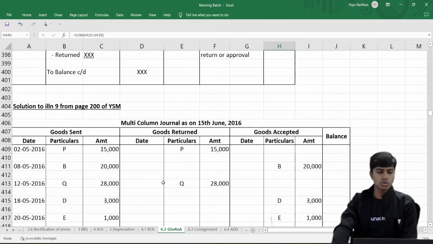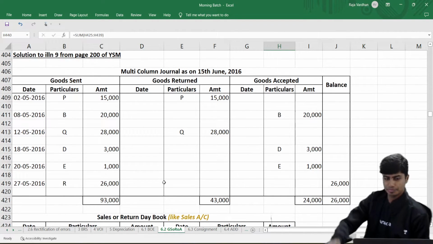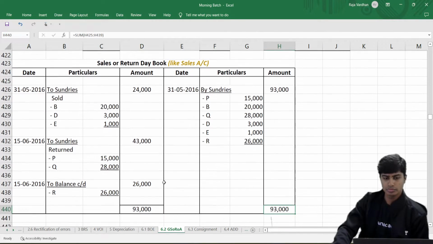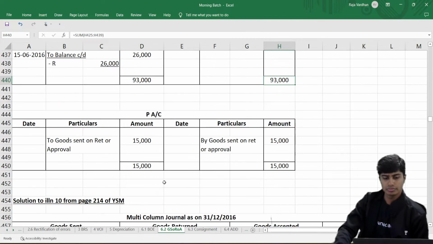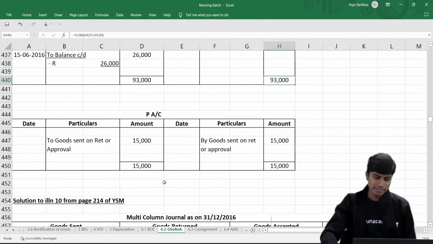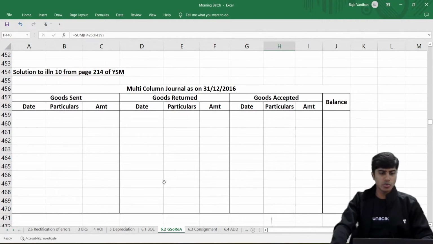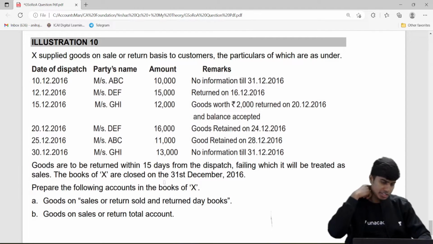I'll show all the answers to you in one shot if you want to take a screenshot. Multi-column journal, sale or return day book, P account. Got it? That's it. Come on, let's quickly do question number 10. That's the last question in this regard.